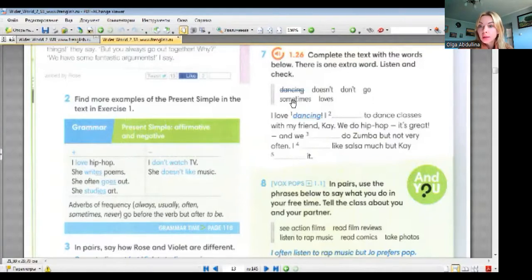Then, sometimes. І ми розуміємо, що sometimes, якщо з дієсловом з повним змістом, да, яке позначає дію, то воно буде стояти попереду, да? Але якщо у нас там зустрінеться дієслово to be в певній його формі, то ми поставимо sometimes після нього, да?